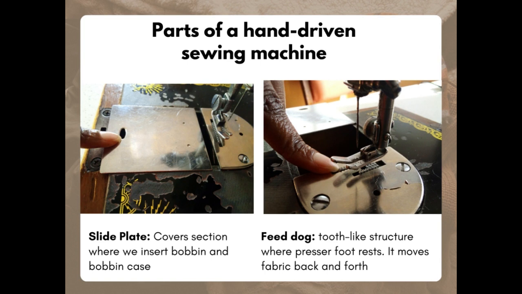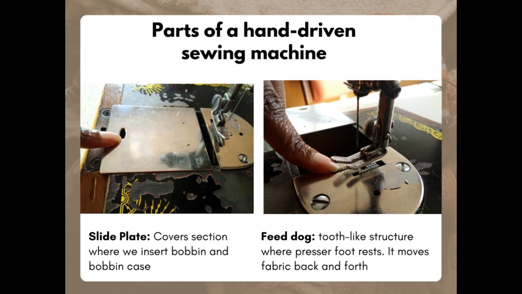This is a metallic cover under which you find the underneath sections of the sewing machine, where things like the bobbin and bobbin case are inserted. The next picture has an interesting name. It is called the feed dog. Because of the toothiness or serrated roughness of this machine part, that's what gives it the name feed dog, because it resembles the teeth of a dog.